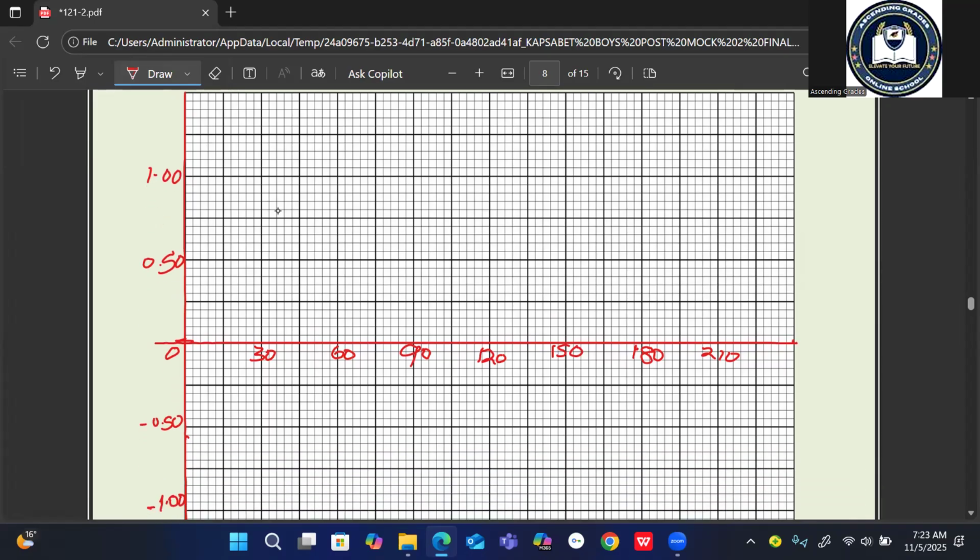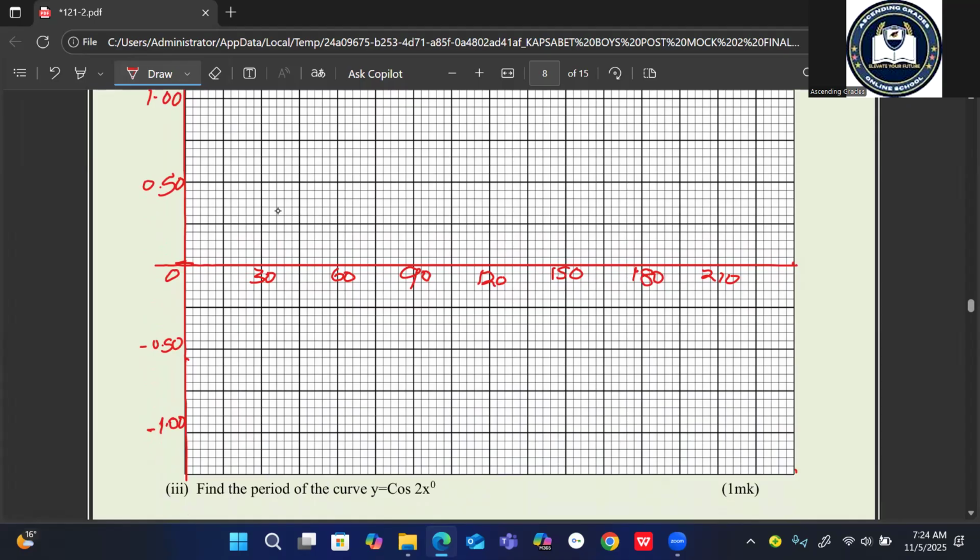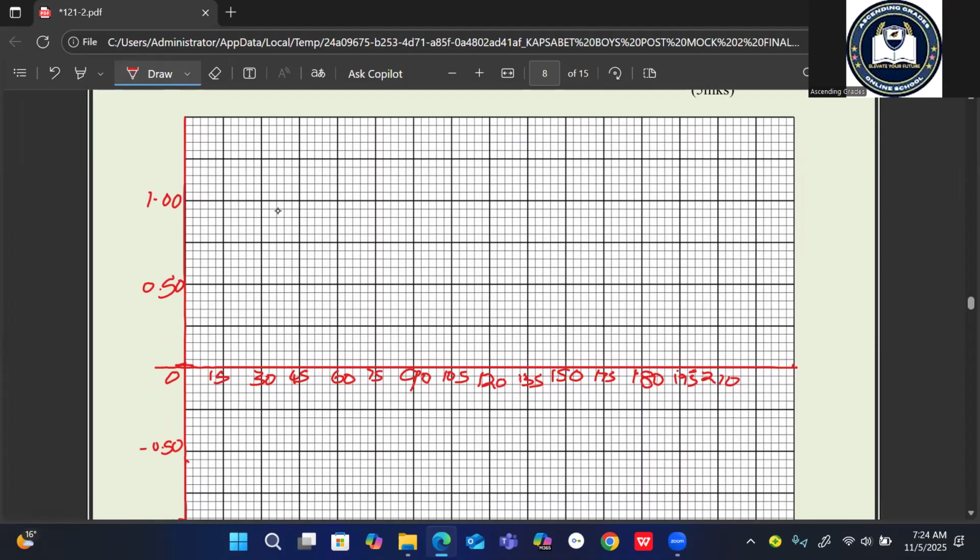So we say it's going to be 15, 45, 75, 105, 135, 165, 195. So begin with the first one.